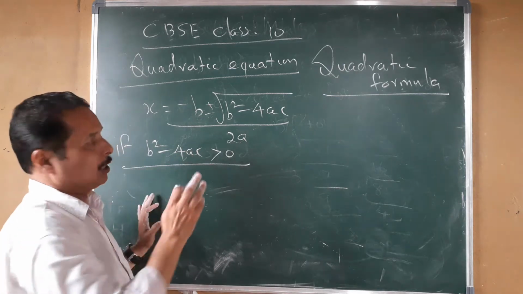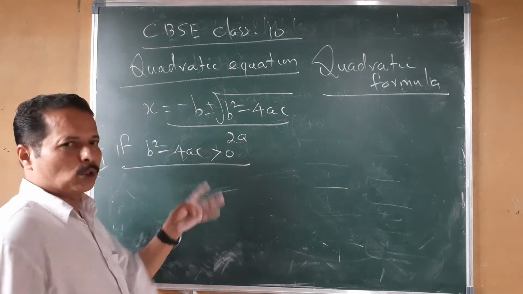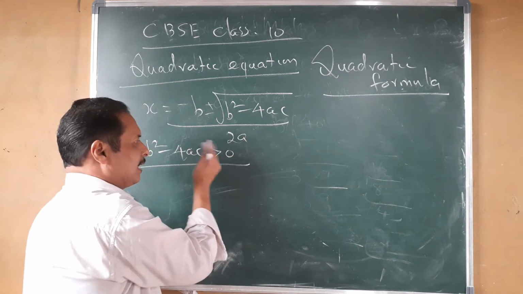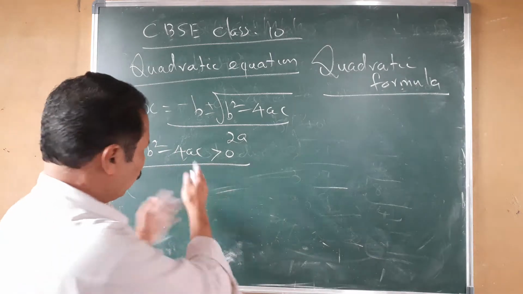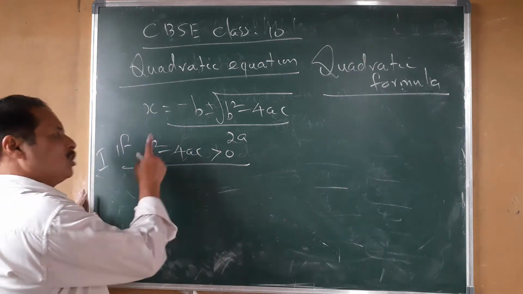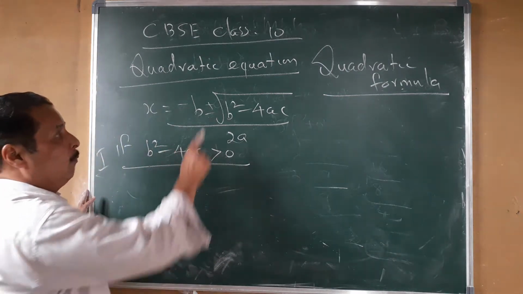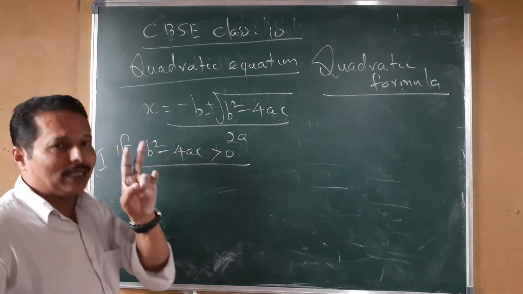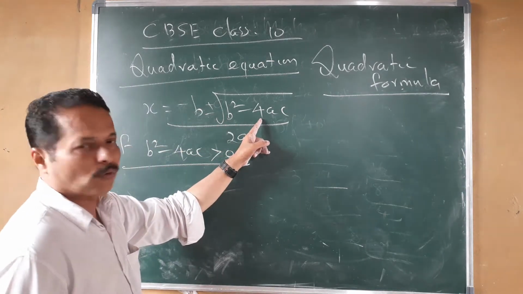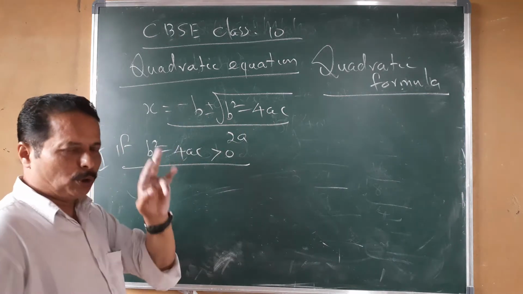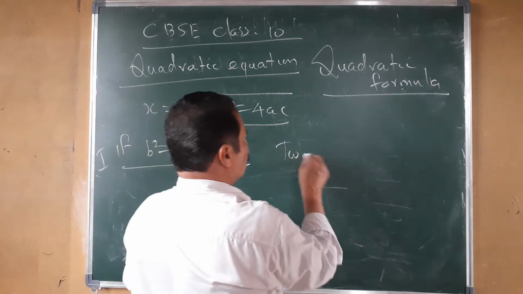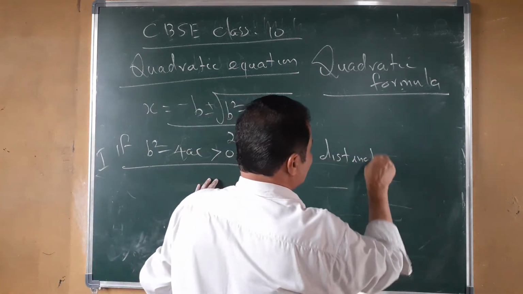It has two roots. One of them is positive and another one is negative. Better you write with me. If b square minus 4ac is greater than 0, then you get two answers, because one value of root b square minus 4ac is positive and the other value is negative. So you get two different, that is distinct, roots.